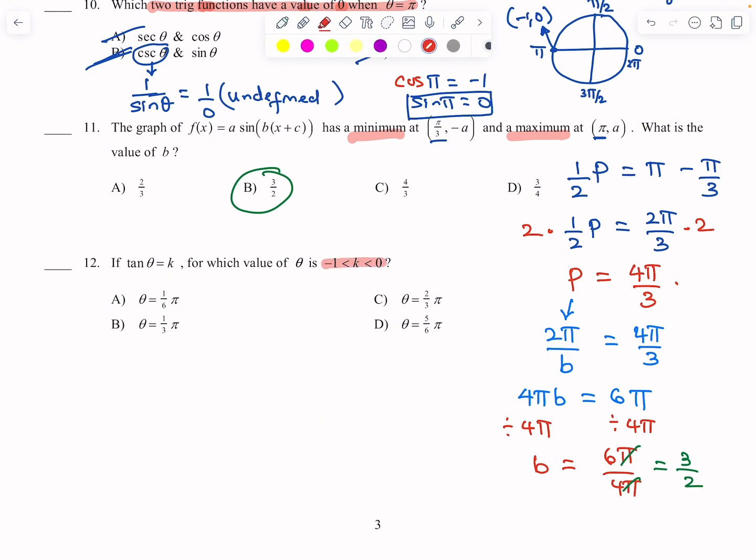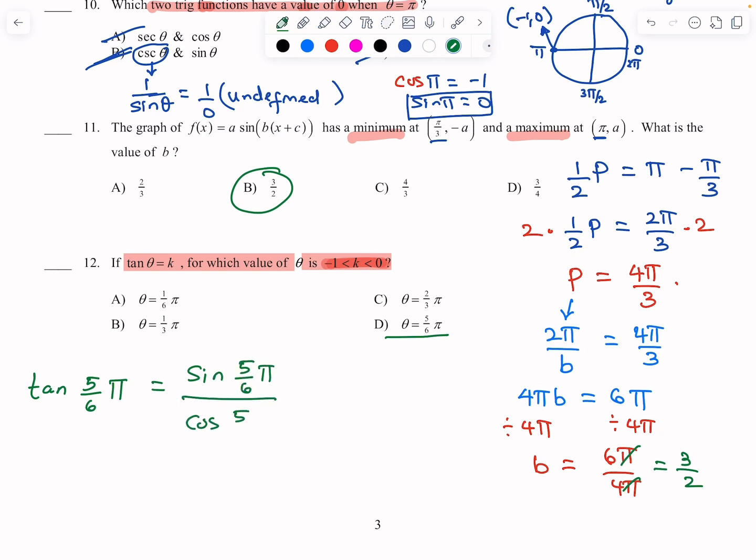You have to put this condition into consideration. So think about it real quick. It's saying that if tangent is equal to that, how are we going to solve that? To solve this one, all you have to do is know your unit circle. So I will just jump to the answer real quick. Let me pick that one first. If I pick tangent of 5 over 6 pi, this one is the same thing as sine 5 over 6 pi divided by cosine 5 over 6 pi.